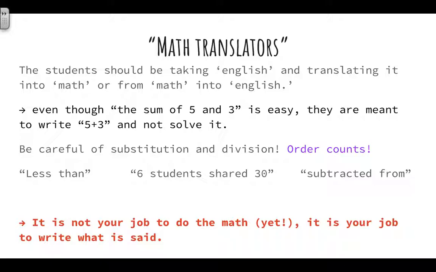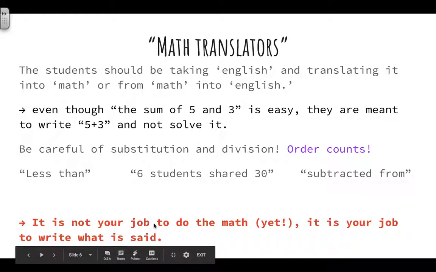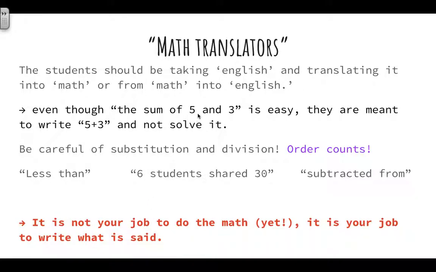In this unit, your students are acting as math translators. They're taking English and translating it into math language, or they're taking math language and translating it into an English expression. Their job is to literally translate exactly what it says. So sometimes it might say the sum of 5 and 3, and it's easy for them to do in their head. A lot of them will want to write 8, but 8 is not an expression. If it says write the expression for the sum of 5 and 3, they need to write 5 plus 3, not solve it.